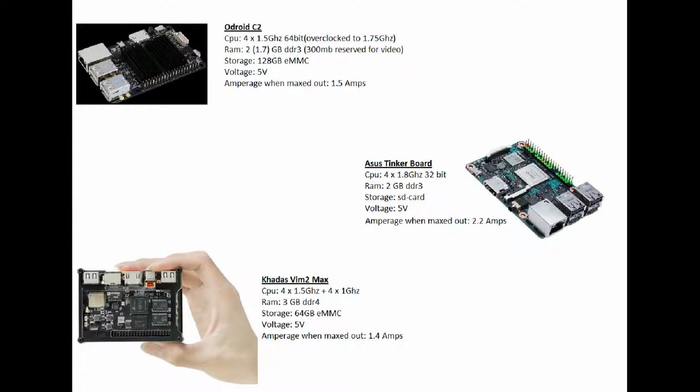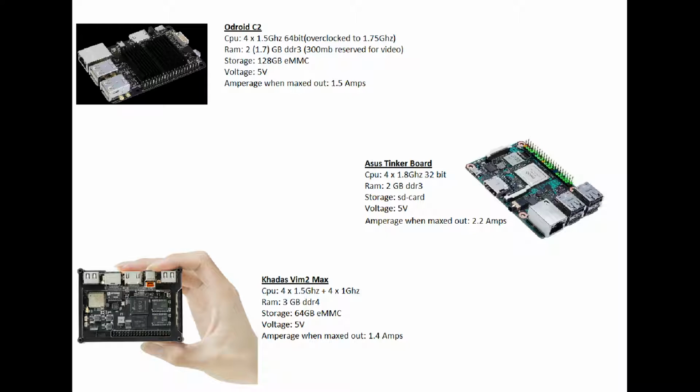So here we see the specs of the Khadas Vim2 Max. It's got an Amlogic S912 octa core CPU with 4 big cores of 1.5 GHz and then 4 small cores of 1 GHz. It's got 3 GB of DDR4 RAM. It's got an eMMC module of 64 GB. It uses 5 volts and the maximum amperage when all cores are maxed out is 1.4 amps.